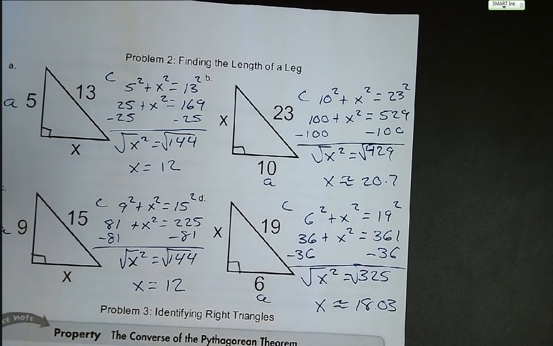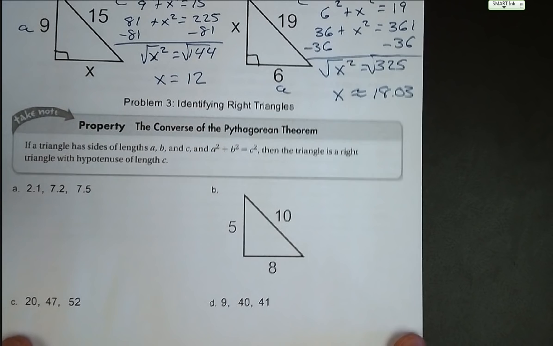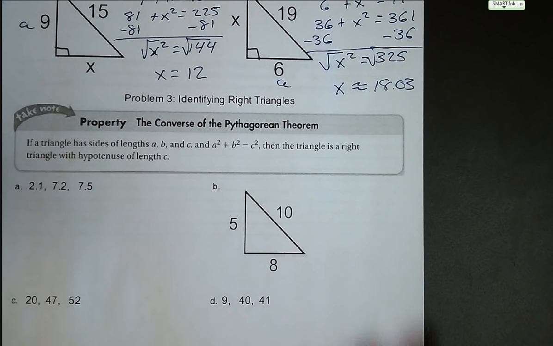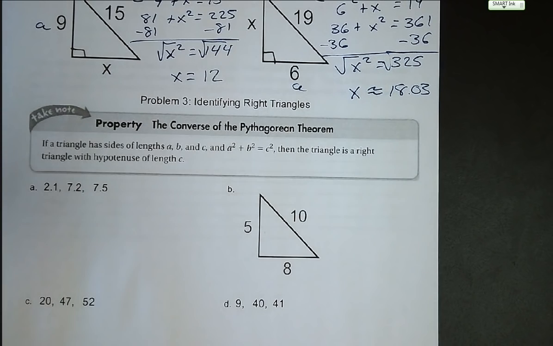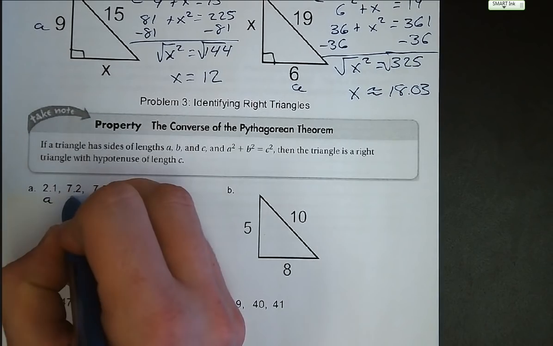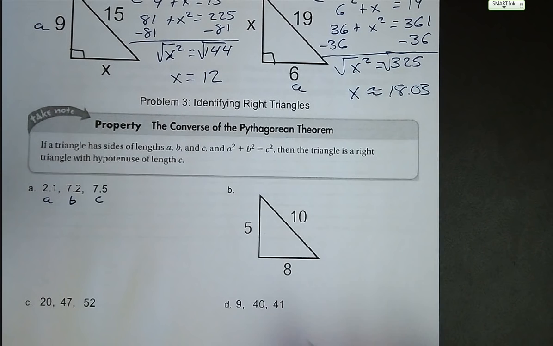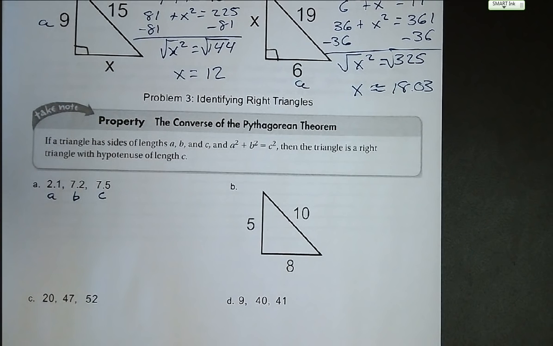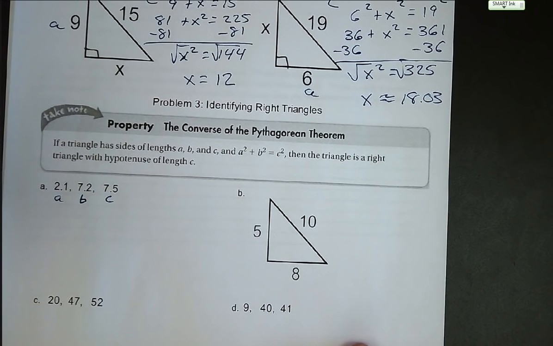Okay. Now, the last thing that we're going to go through is the converse to the Pythagorean theorem, and what that says is if a triangle has sides of a, b, and c, and a squared plus b squared is equal to c squared, then the triangle is a right triangle with a hypotenuse of length c. So remember, our definition of hypotenuse was the longest side. So we identify which one is the longest side. It is 7.5. Then we label the other two as a and b.